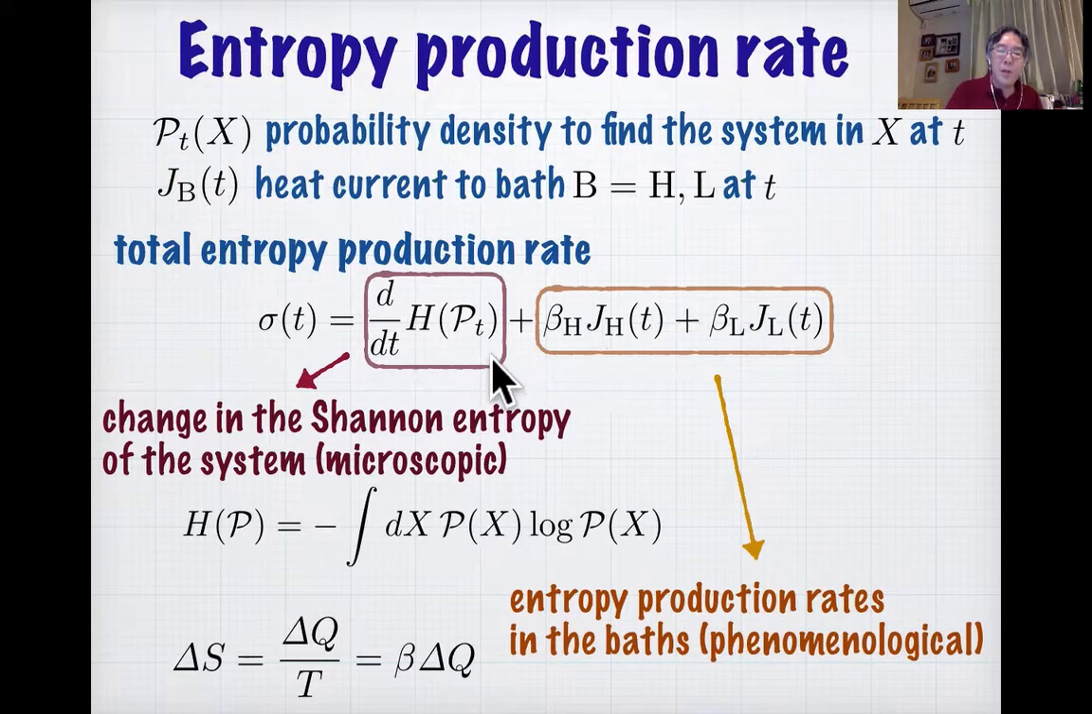Interesting. This is a very standard expression, but interestingly, it is a sum of two totally different types of entropy production. This is microscopic entropy production, and this one is macroscopic entropy production.